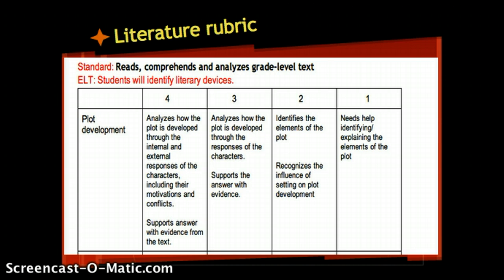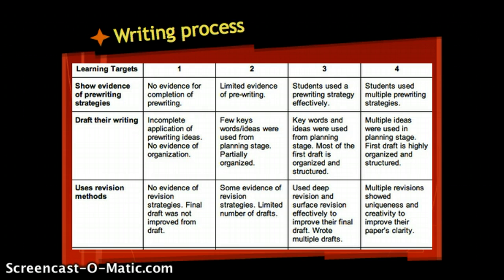And here's an example of a writing process. So this one's a little bit different. There's learning targets on the left that show 3 steps of the writing process. And again, it's outlined how they can earn a 3 or a 4.